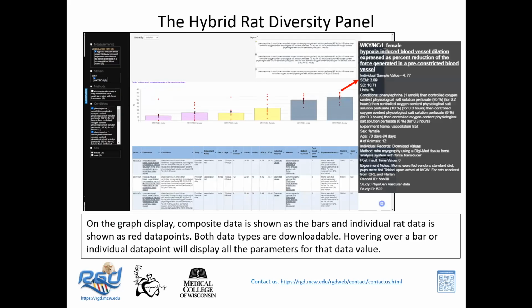As Shurjen pointed out, on the graph display, the bars are composite data input by curators from the literature. The red dots are individual rat data, mostly submitted by investigators. And both data types are downloadable, as she also pointed out. Hovering over a bar or a data point will pop up a display of all of the parameters for that particular data point. Those are all the pieces of information that are stored for every data point.